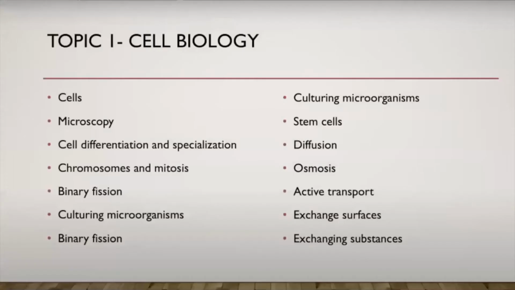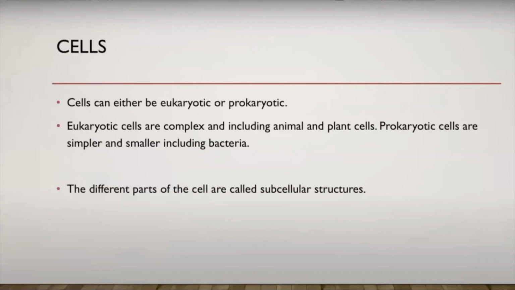Now this video is all about cells. Cells can be either eukaryotic or prokaryotic. Eukaryotic cells are complex and they include animal and plant cells, whereas prokaryotic cells are simpler and smaller, including bacteria. The different parts of the cell are called subcellular structures, and we're going to go over these.